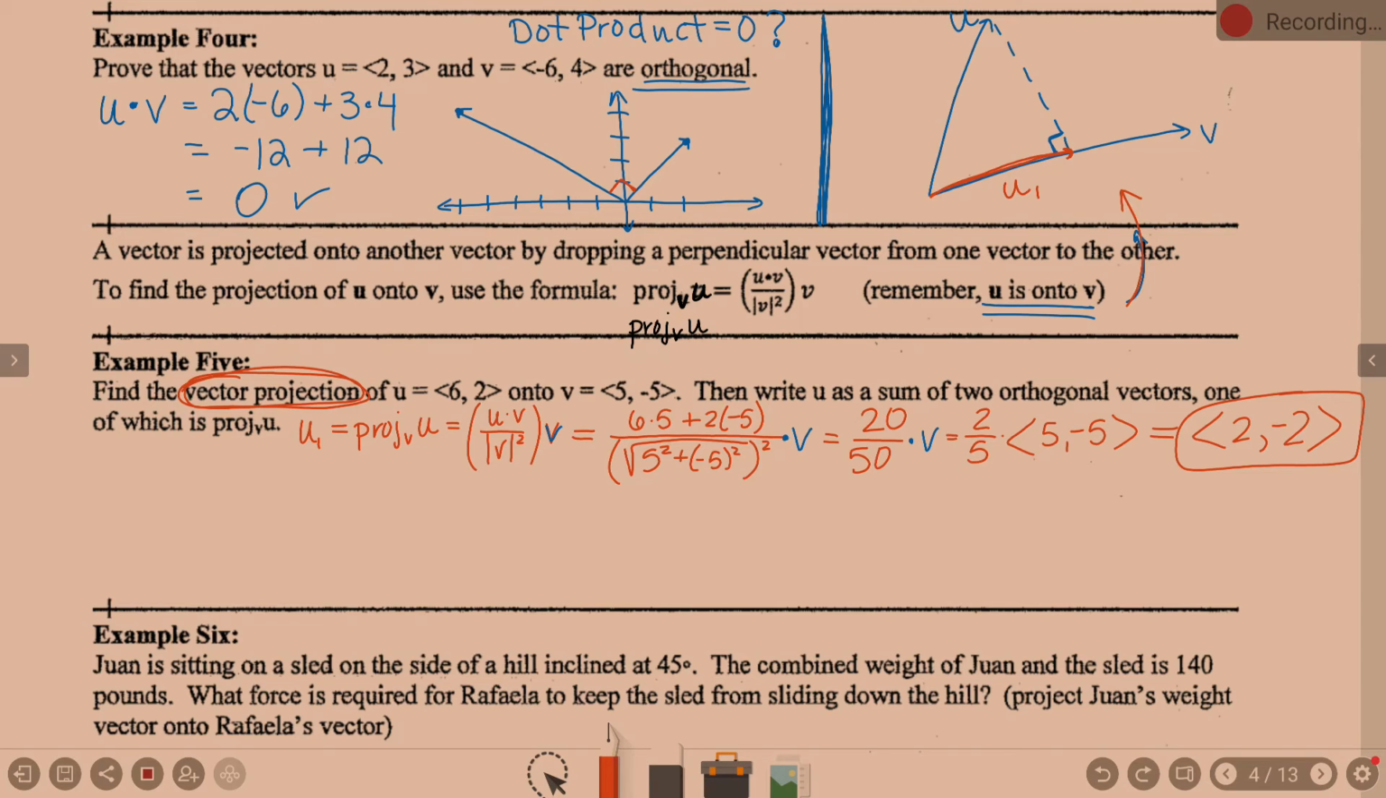Now, that's U1. Technically, we have one other part to do that we're out of time for. So I will have to talk about that tomorrow. The part we haven't done is writing U as a sum of two orthogonal vectors, one of which is the projection. So I will talk about that tomorrow.